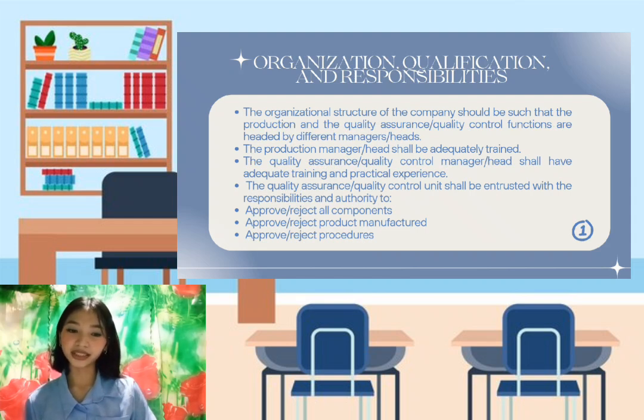So 2, the production manager or head shall be adequately trained, or shall possess good practical experience in the field of food manufacture or any other related field. So meaning, the production manager or head should be well trained or experienced in making food and have good management skills to run production smoothly.